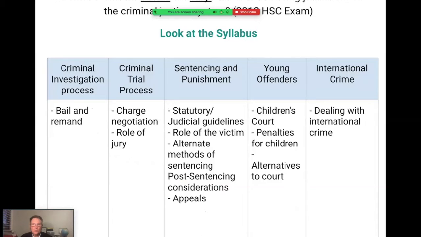If we look at the question, to what extent are courts the only means of achieving justice within the criminal justice system? Straight away, I look at the syllabus. The criminal investigation process tells me bail and remand is a way that we can achieve justice. The criminal trial process says charge negotiation and the role of the jury. Sentencing and punishment gives me statutory and judicial guidelines, etc. Young offenders gives me information, international crime.